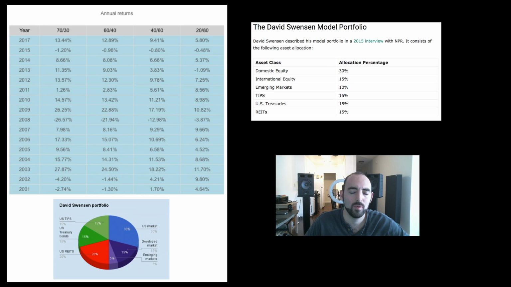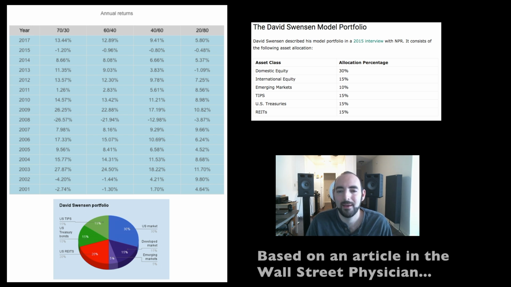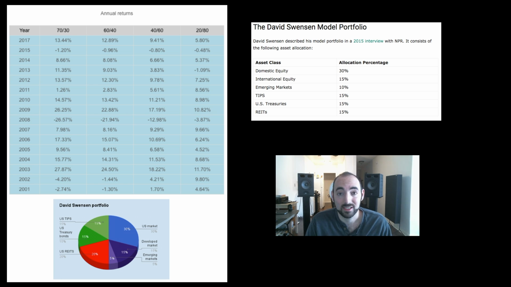Okay, so there's a couple things to point out about the Swenson model portfolio. In his book, he describes giving 5% to emerging markets and 20% to US REITs. But in a 2015 interview with NPR, he actually suggested 10% in emerging markets and 15% in US REITs. So as you can see, all these portfolios, you can do slight adjustments to them. Also, in his book, he uses a 70-30 asset allocation between stocks and bonds.